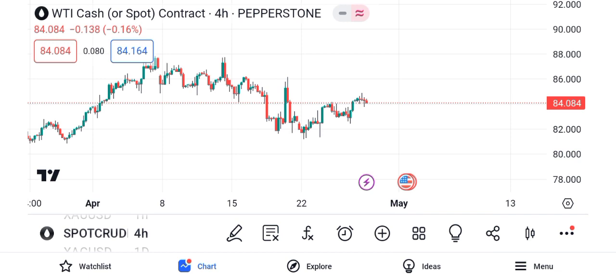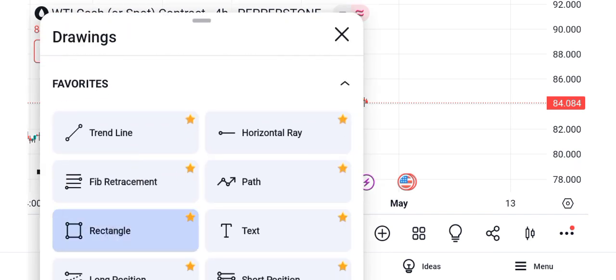Okay, I know most of you will be saying this is a downtrend, but you're also right. And I'll say this: it's a ranging market. US oil is currently ranging.